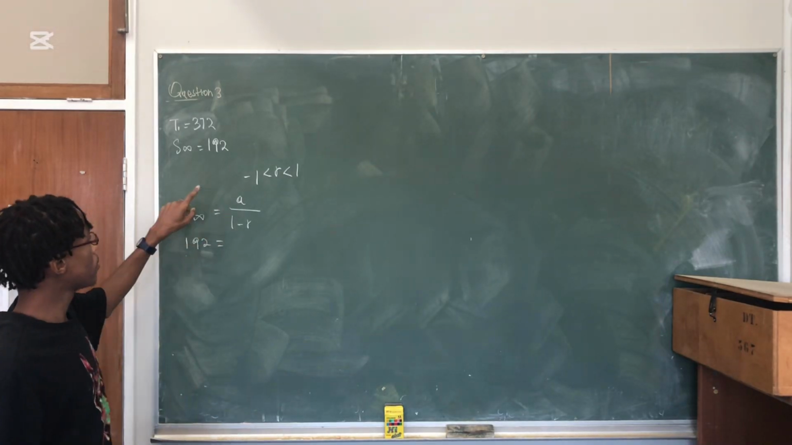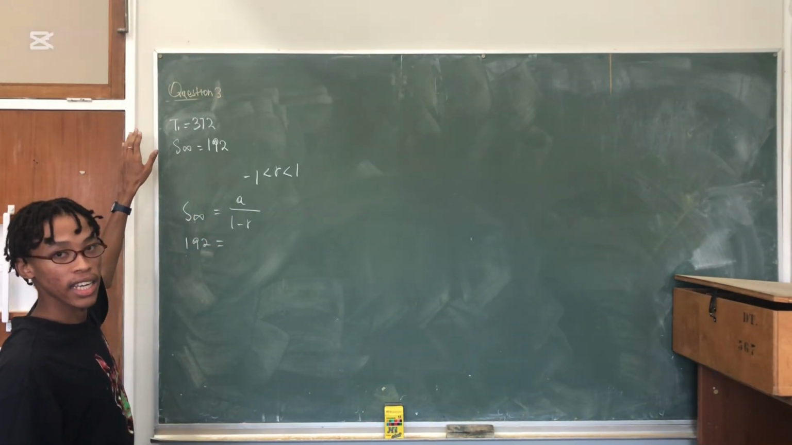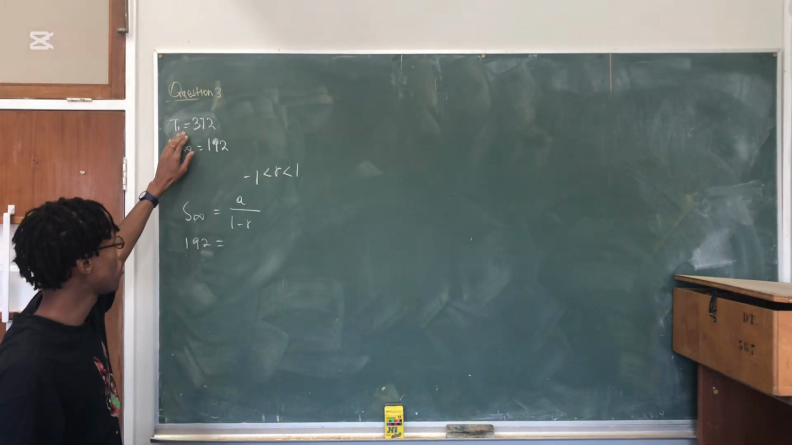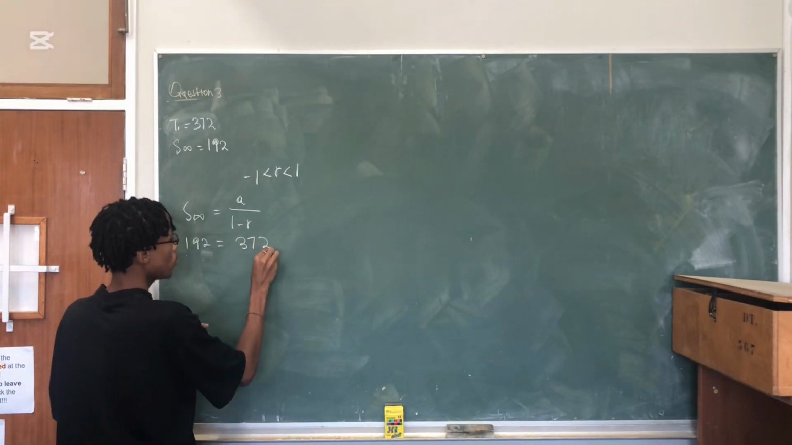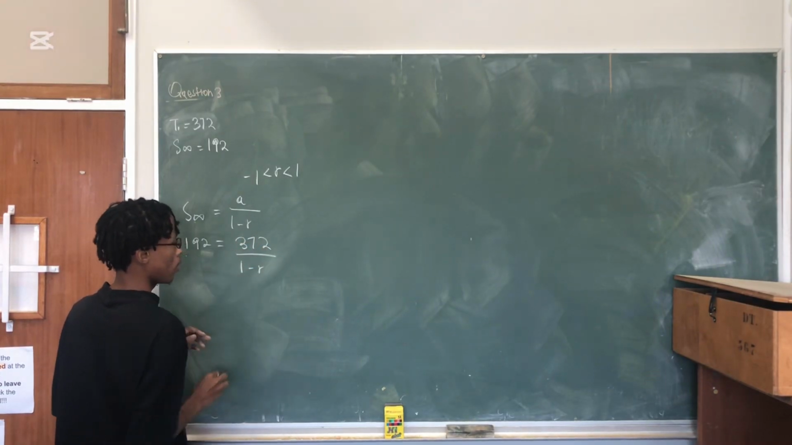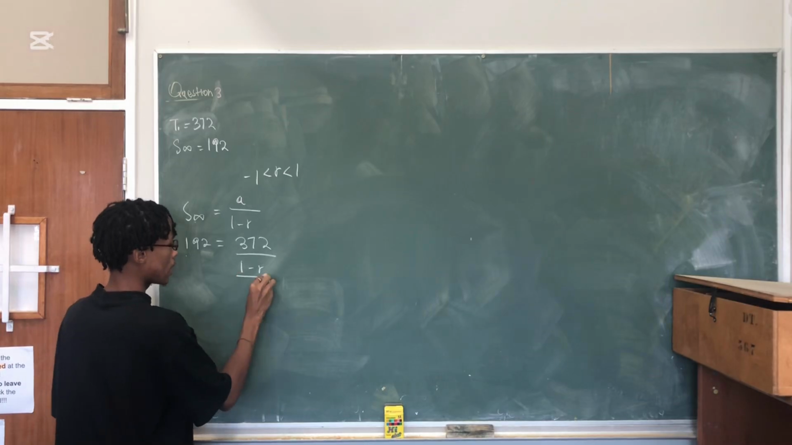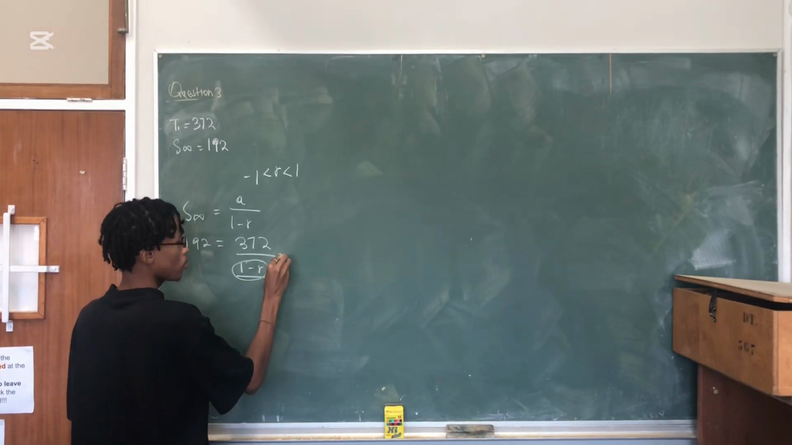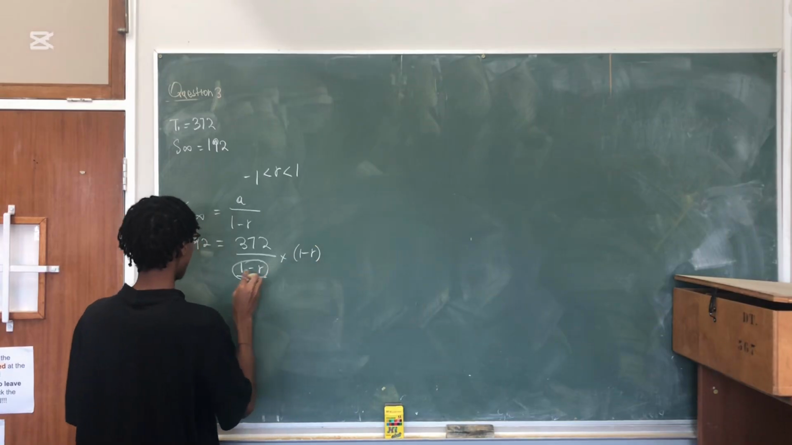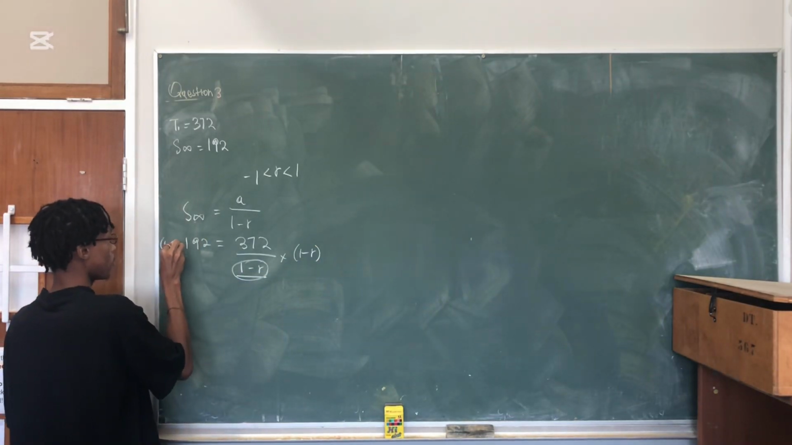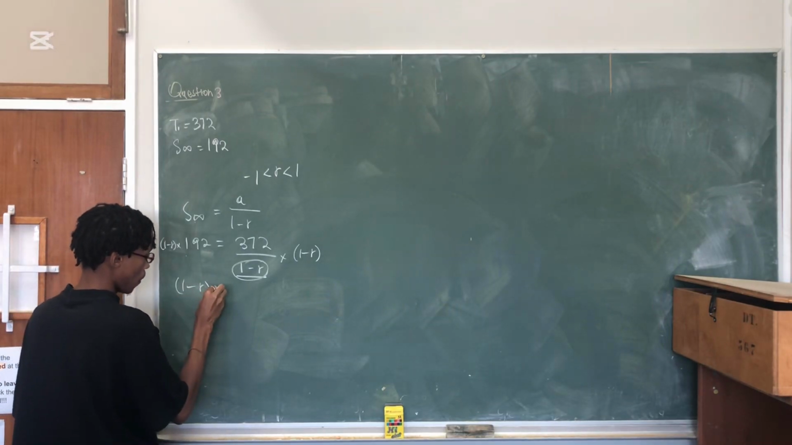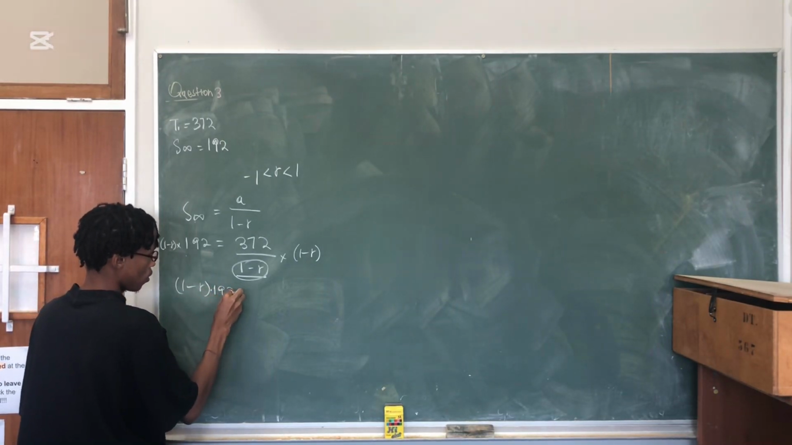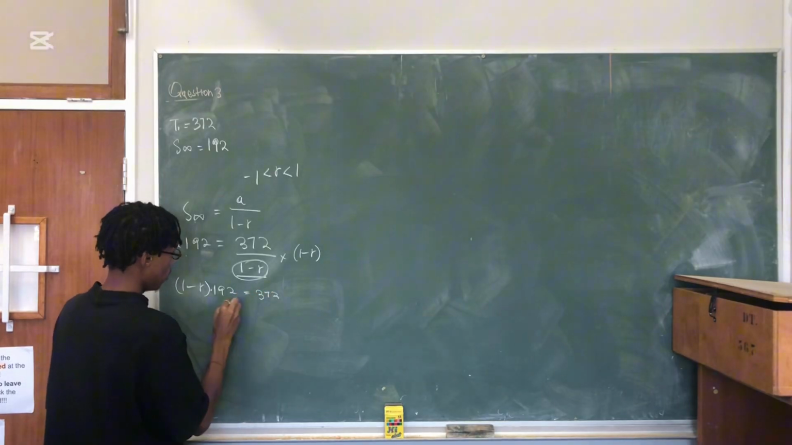Remember in a geometric sequence, the first term is equal to a. So for a, we're going to write 372 over 1 minus r. We don't want this in the denominator, so we're going to multiply by 1 minus r, as well as this side. We're dividing by 192.